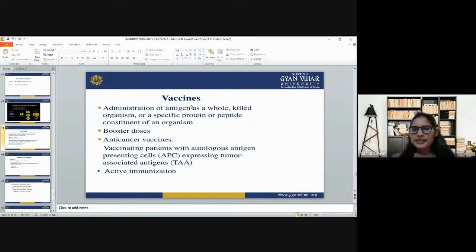Now, next we have vaccines. Vaccines are the administration of antigen as a whole killed organism or a specific protein or peptide constituent of an organism. They include the booster dose, and anti-cancer vaccines are vaccinating patients with autologous antigen presenting cells (APC) expressing tumor associated antigen, that is TAA, for active immunization.